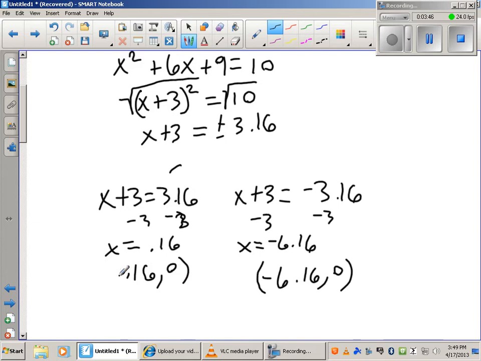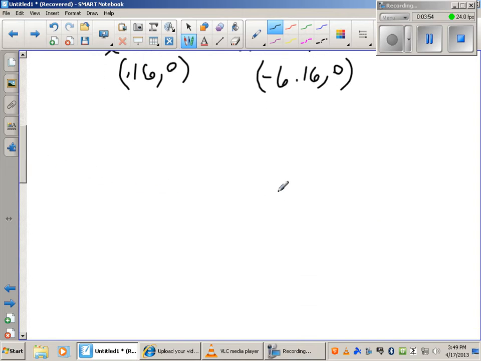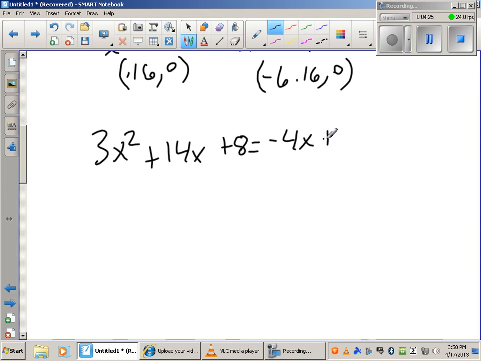Okay, we're going to move on and do one that's a little more complicated. Has just a few more steps, but still the same method of completing the square. This was our warm-up for our exit slip for today. 3x squared plus 14x plus 8 equals negative 4x plus 2. First step is combining our like terms.